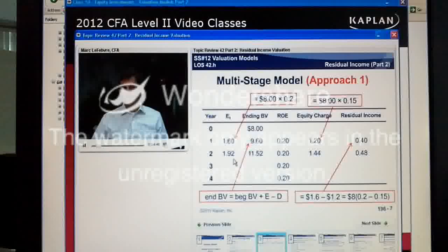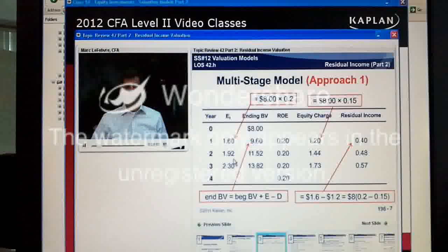Now to get our equity charge, we're going to take the $9.60, the prior year's book value, times the 15%, and we should get $1.44. If we subtract the $1.44, the equity charge, from the earnings for year 2 of $1.92, we should get residual income of 48 cents. Okay? So we just walked through year 2.